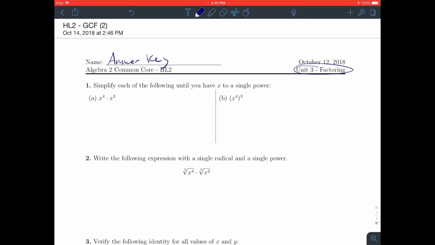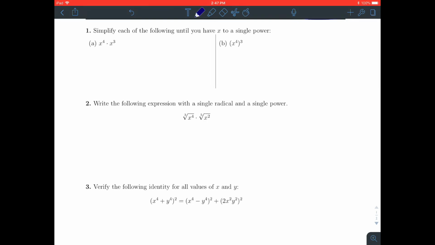Alright, so we've got simplify each of the following until you have x to a single power. So here we have x to the fourth times x to the third. When we're multiplying two things with a common base, we add the exponents. So we get x to the seventh. Here we have x to the fourth to the third. When you have a power of a power, we multiply the exponents, giving us x to the 12th.